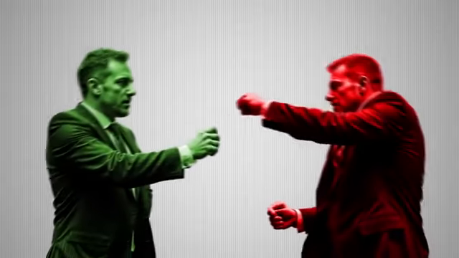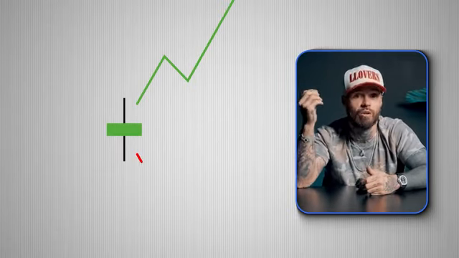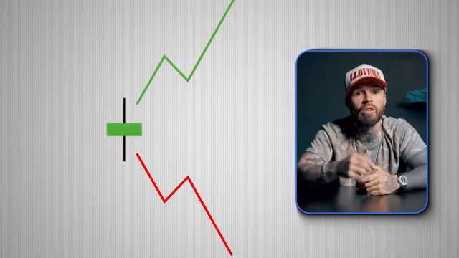Indecision. Buyers and sellers are fighting evenly, and the market can't decide which way it wants to go. And guess what? That means a big move is coming. Whenever you see a doji, start paying attention because something is about to happen. Either buyers are about to take over and send price skyrocketing, or sellers are about to rug pull the whole thing and dump it to the ground.